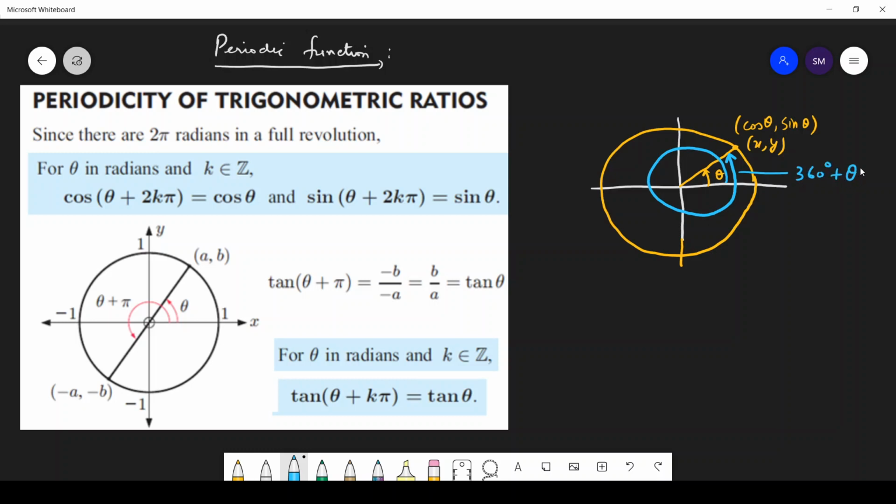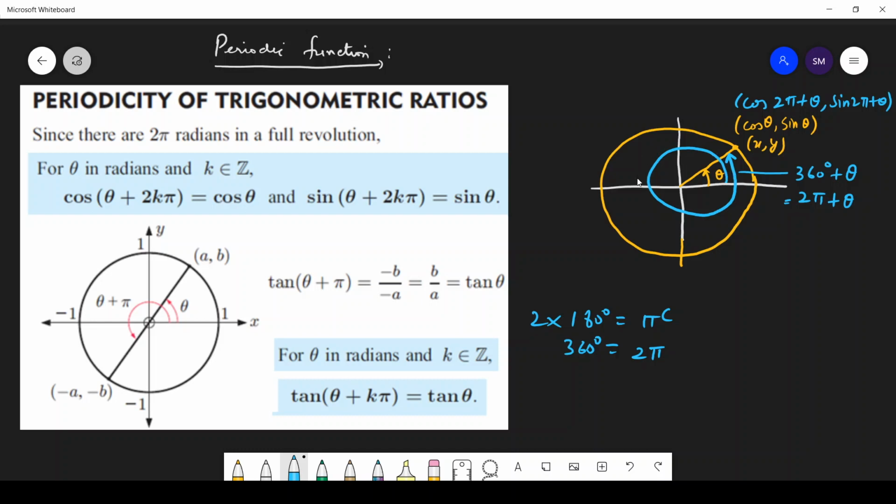So if I write 180 degree as pi radians, then 360 degree I can write as, multiplying both sides by 2, 2 pi radians. So I can write this angle as 2 pi plus theta. Okay, so you can see that I can now write cos 2 pi plus theta, sine 2 pi plus theta.